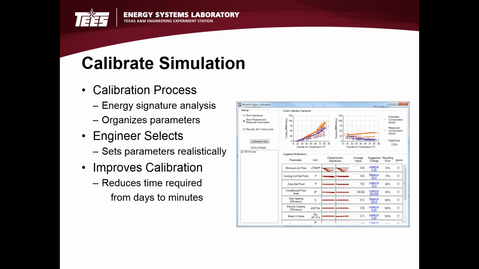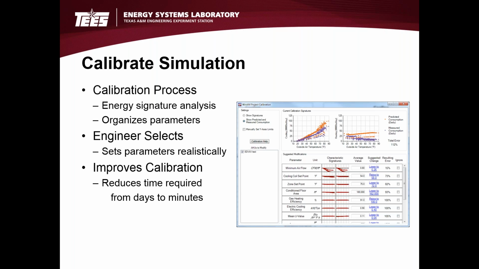You probably can't see all of those individual measures, but it ended up saying in this particular case that if the minimum airflow were changed from 0.8 to 0.26, it would reduce the overall error metric from 112% to 15%. There are a number of others below that that would have smaller impact on it.